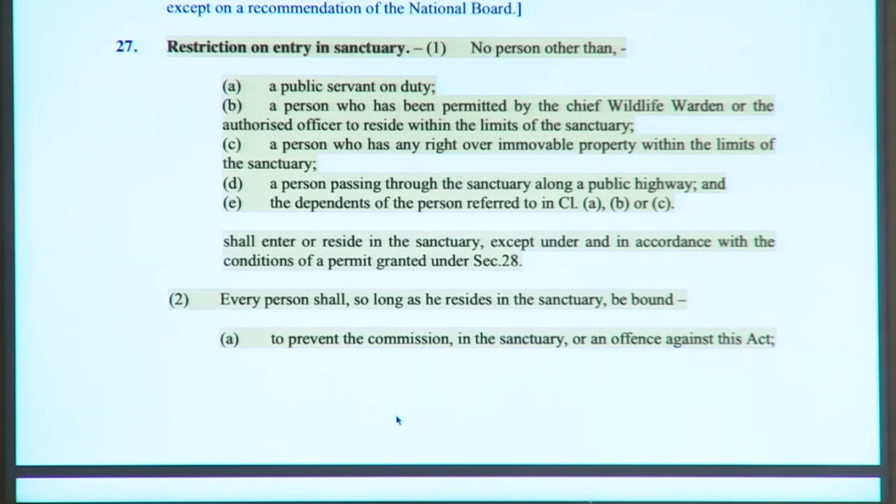You have to be a public servant on duty or a person who has been permitted by the chief wildlife warden or the authorized officer to reside within the limits of the sanctuary, or a person who has any right over immovable property within the limits of the sanctuary, or a person who is passing through the sanctuary along a public highway, and the dependents of such person referred to in clause A, B or C shall enter or reside in the sanctuary except under and in accordance with the conditions of a permit granted under section 28.